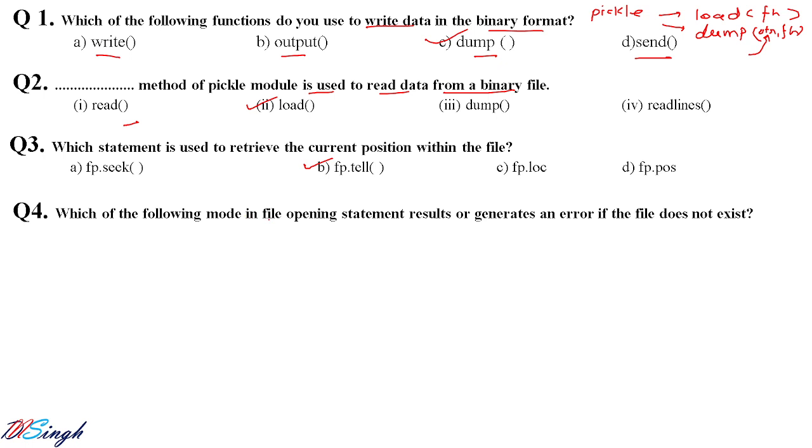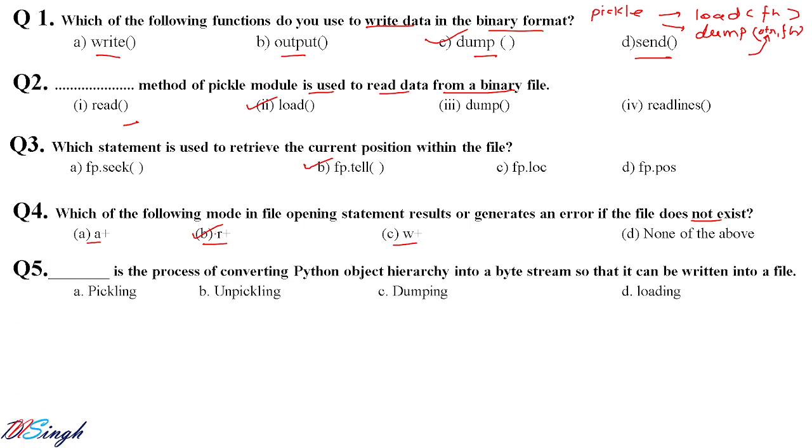Next, which of the following modes in a file opening statement generates an error if the file does not exist? Let us see. There is a plus, that is append plus read, and there you have r plus, which is read and write, and w plus, with which you can read and write both. In append mode, if the file does not exist, it is going to create a new file. But in read mode, r plus mode, if the file does not exist, it is going to create an error. So this is the answer for your fourth question.